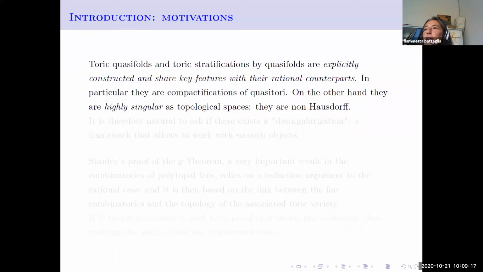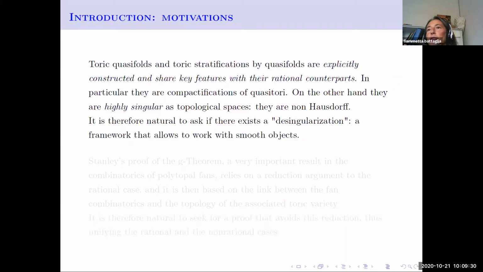So, on the other hand, these spaces are naturally highly singular as topological spaces. We have seen that they are non-Hausdorff. So it is natural to ask if there exists a kind of desingularization, meaning a framework that allows us to work with smooth objects. And so this is a natural question that arises from these constructions.